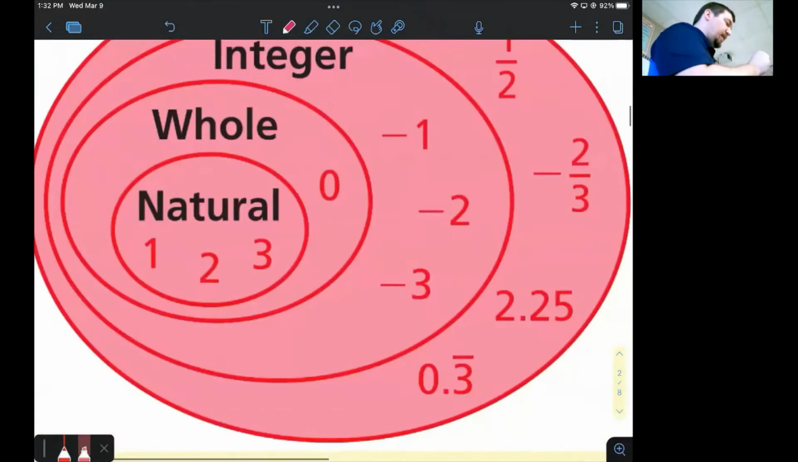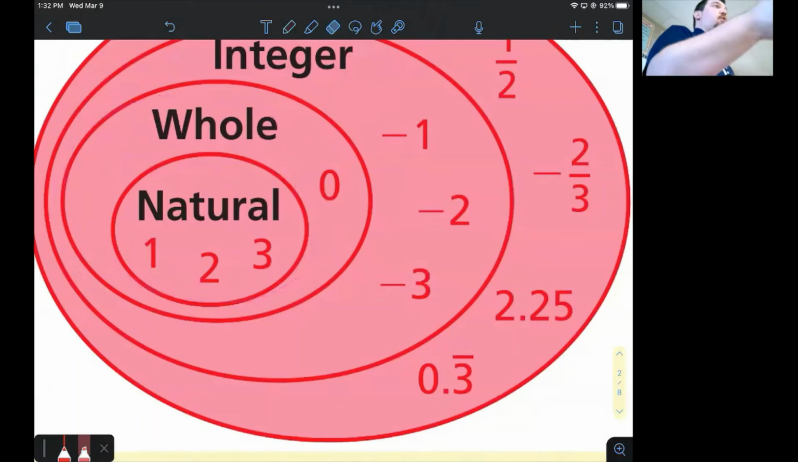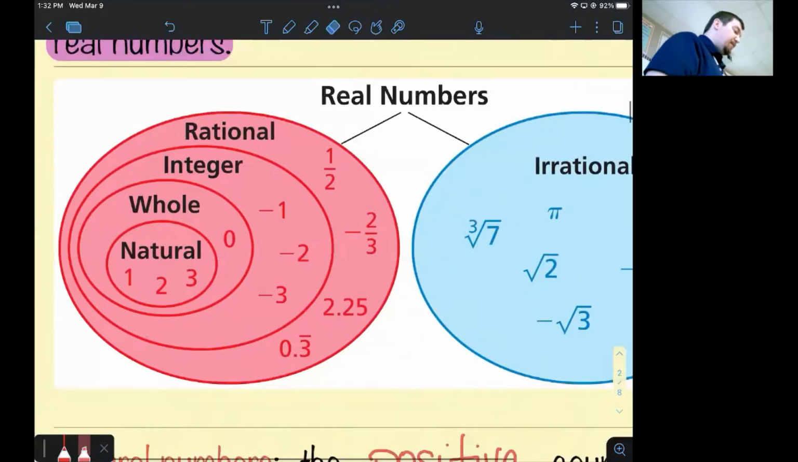So the bubble should have looked like that, right? They're all the natural numbers. If it's a natural number, it's a whole number, okay? 0 is the only whole number that's not natural. And then for the integers, the bubble should have been half of it, because if you've got all the positives and 0, the other half should be all the negative numbers.